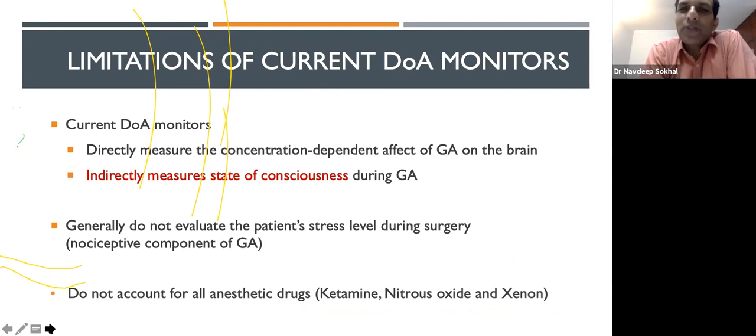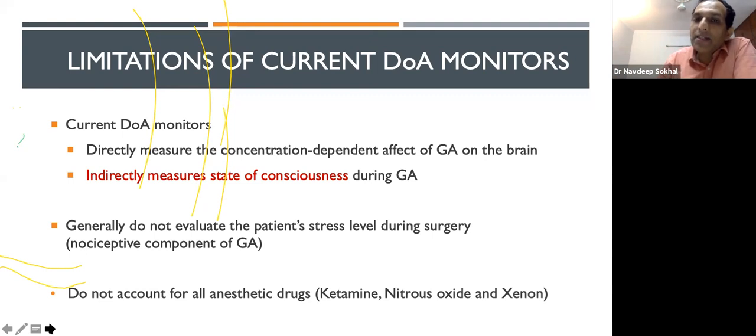Limitations of current depth of anesthesia monitoring. Well, currently available depth of anesthesia monitors are directly measuring the concentration-dependent effect of general anesthesia on the brain. Basically what they are measuring is the effect of anesthetic on the brain and indirectly measuring the state of consciousness. So they are not exactly a direct measure of consciousness. They are measuring the effect of GA on the electrical activity of the brain and thereby deriving the numbers. It's not a direct measure of the state of consciousness.